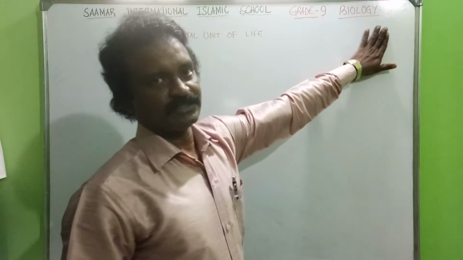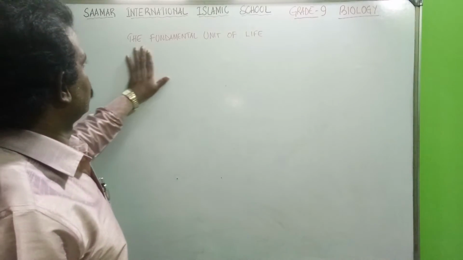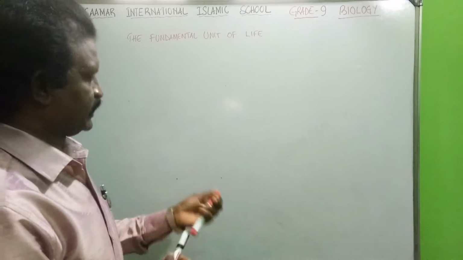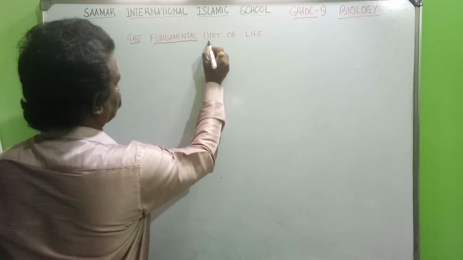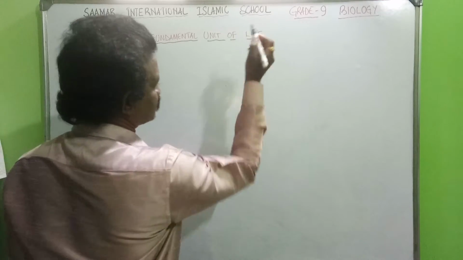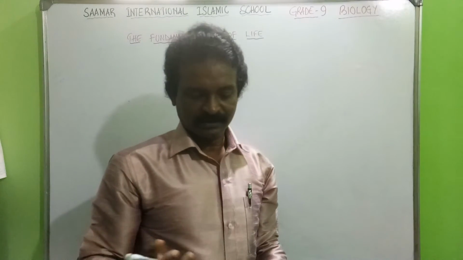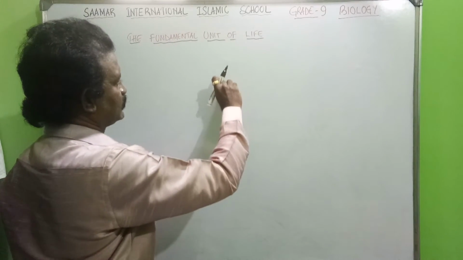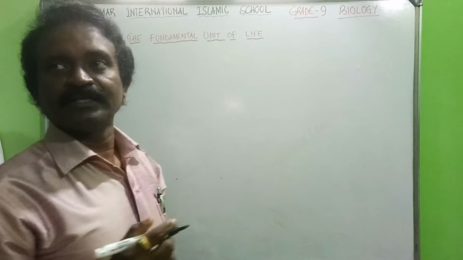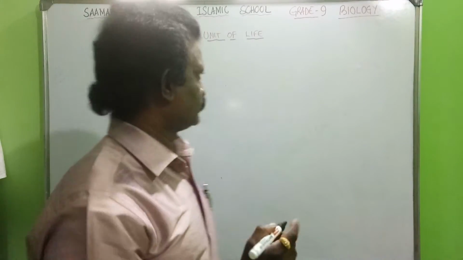Today we will study grade 9 biology. The chapter name is The Fundamental Unit of Life. The fundamental unit of life is nothing but the cell. That's all. Okay. So the structure. What is a cell? The cell is a structural and functional unit of living organism.